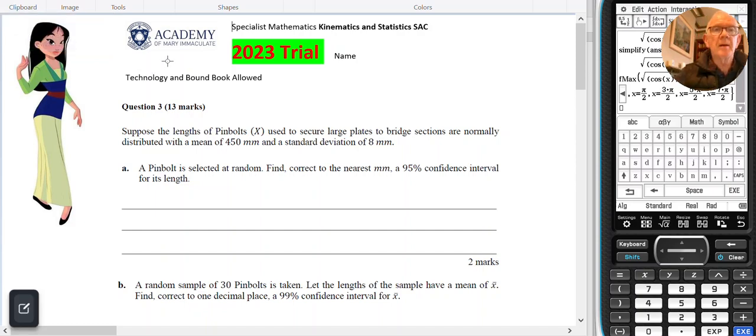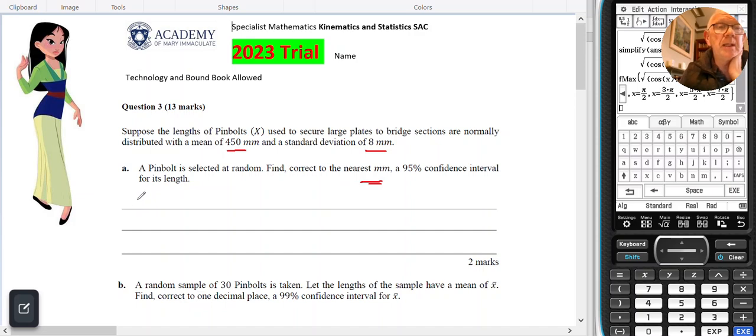Okay, question number 3. Suppose the length of pin bolts X used to secure large plates to bridge sections are normally distributed with a mean of 450 and standard deviation of 8. One pin bolt is selected at random, not a sample, it's just one pin bolt. Find, correct to the nearest millimetre, a 95% confidence interval for its length.